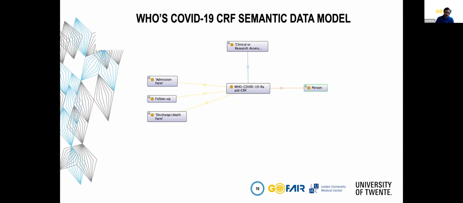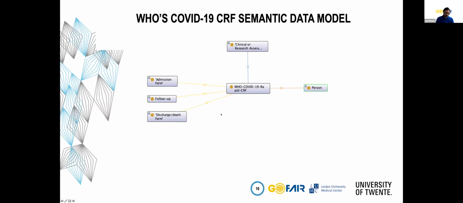So this is just one diagram about the model, a visual representation of a part of the model. Here we have the concept of the WHO COVID-19 rapid CRF, which is a subtype of a clinical research assessment questionnaire. Whatever CRF, that form that we are filling, the form is about a person, an entity of type person, and the CRF is divided into three different forms: the admission form, the follow-up, and the discharge death form.